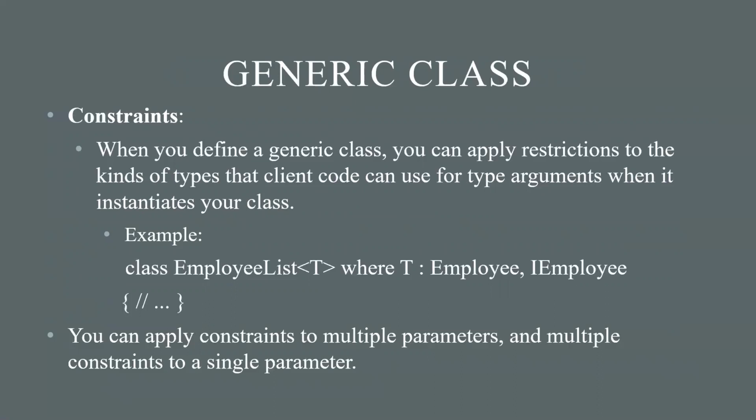And see, we have written here where T, which means the generic data type, can be of type Employee or IEmployee. So Employee must be a class here, and IEmployee can be an interface. So whenever a client tries to inherit or use this EmployeeList class, he can only give the data type of this class as Employee, the parameters, or the IEmployee interface. And since we're talking about constraints, in case of a generic class, we can apply constraints to multiple parameters, or we can apply multiple constraints to a single parameter as well.